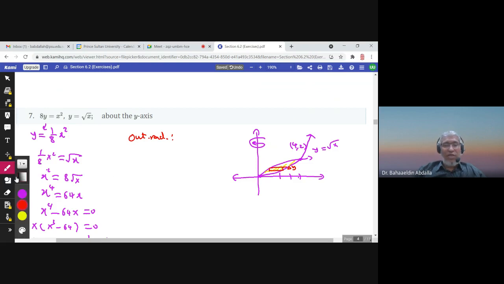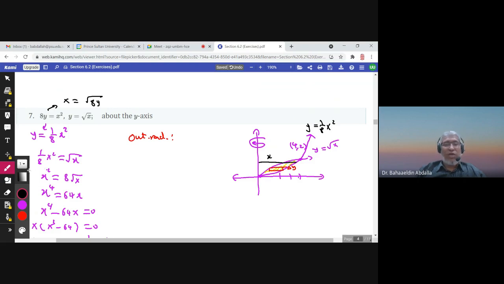The outer radius is the distance from the axis of rotation to the outer curve, to this curve, which is the parabola. The parabola is y equals 1 over 8 x squared. Well, this distance is x. Okay, so we need to solve the parabola for x. If you solve it for x, x would be plus or minus the square root of 8y. But we are on the positive side, so x is positive. So x is the square root of 8y.